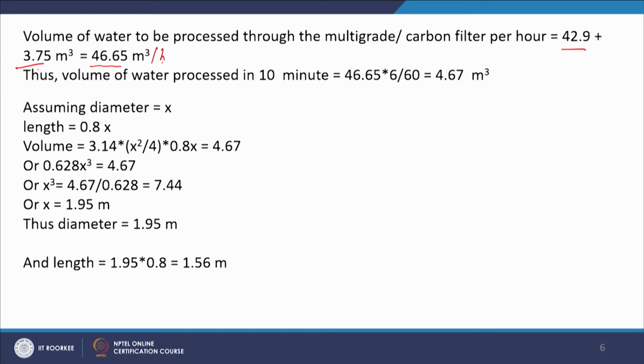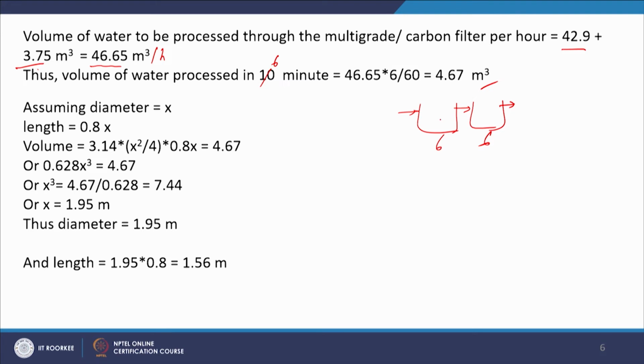So, the volume of water processed in 6 minutes, because 6 minutes is the retention time. So, 46.65 per hour, divided by 60 into 6, that is equal to 4.67 meter cube in 6 minutes. So, this is the volume basically. We have two filter units. One is getting entry, then it is out, and here 6 minutes is maintained for each, so 4.67 meter cube flow is going through this.